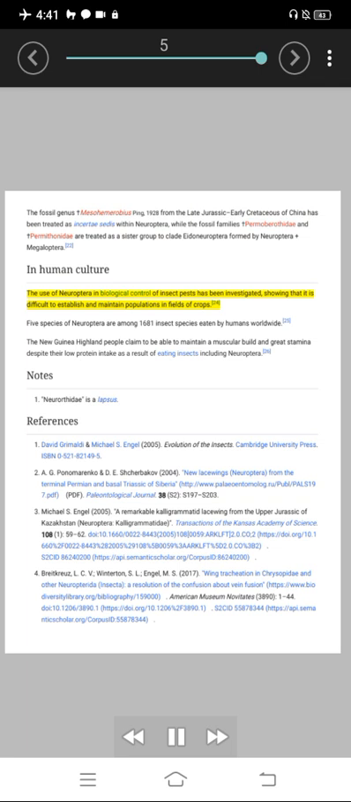In human culture. The use of Neuroptera in biological control of insect pests has been investigated, showing that it is difficult to establish and maintain populations in fields of crops. 5 species of Neuroptera are among 1681 insect species eaten by humans worldwide. The New Guinea Highland people claim to be able to maintain a muscular build and great stamina despite their low protein intake as a result of eating insects including Neuroptera.